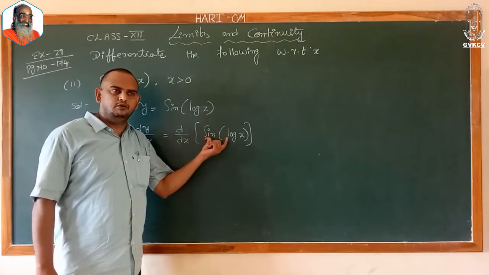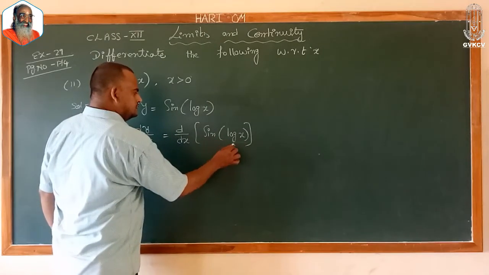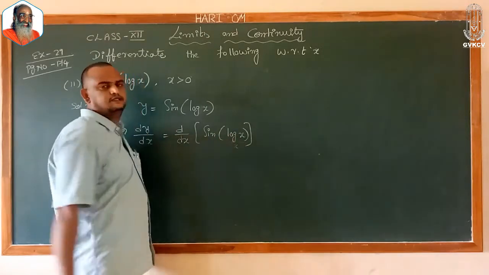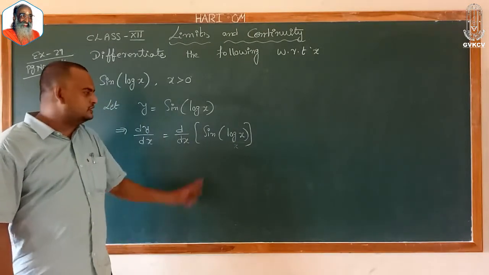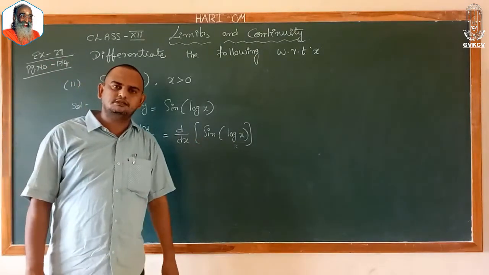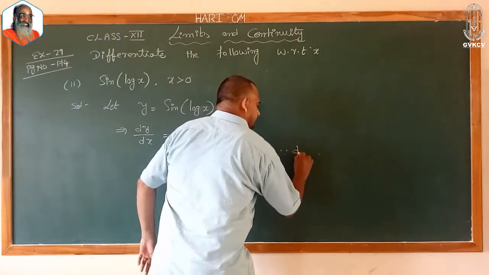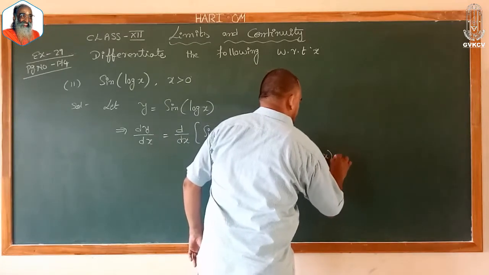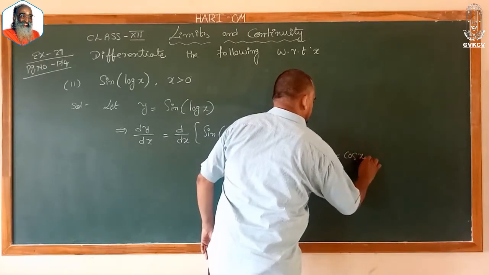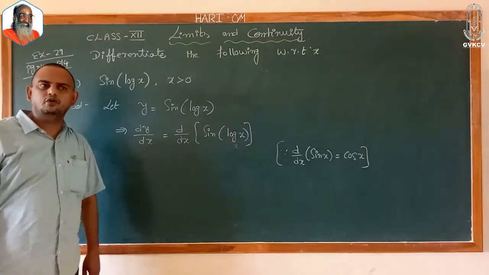As we know, let us think about this log x. This entire expression is in the form of sine x. What is the differentiation of sine x? The derivative of sine x, d by dx of sine x, is nothing but cos x. So the derivative of sine x we have is cos x.